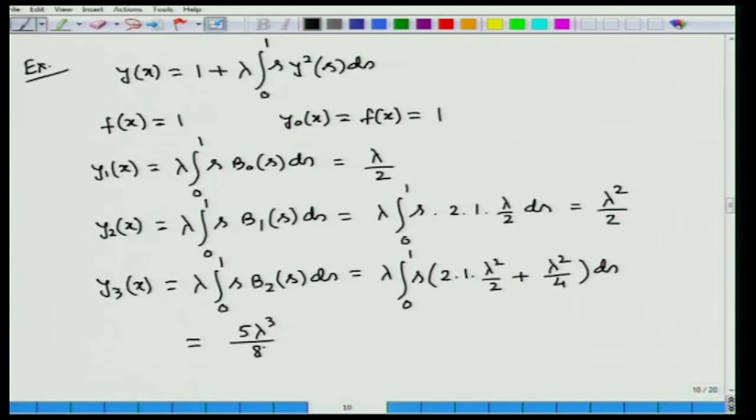So, therefore, adding these quantities 1, lambda by 2, lambda square by 2 and 5 lambda cube by 8, we find the solution to the given problem is 1 plus lambda by 2 plus lambda square divided by 2 plus 5 lambda cube divided by 8 plus dot dot up to infinity. This is the solution. Now, in this case, we have a nonlinear equation.